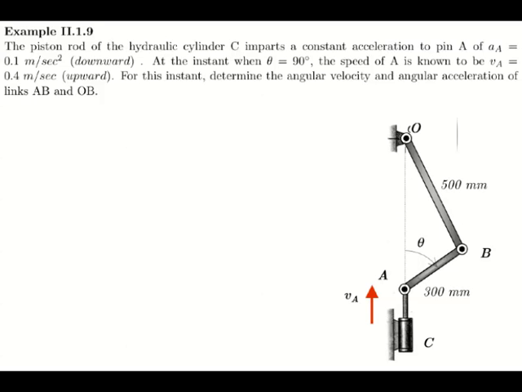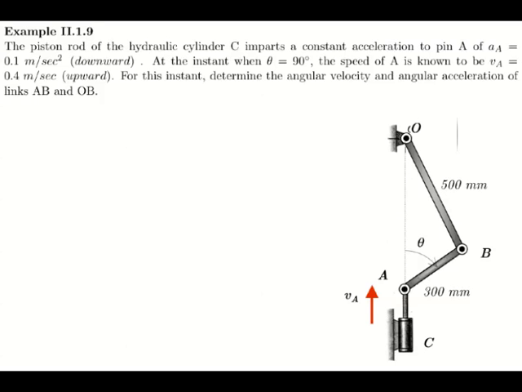In this example, we have a mechanism which is made up of links OB and AB. What we know is that OB is pinned to ground at O. AB has end A moving along a straight vertical line, and we know at this instant in time its speed, and we know that it's slowing down at a rate of 0.1 meters per second squared.